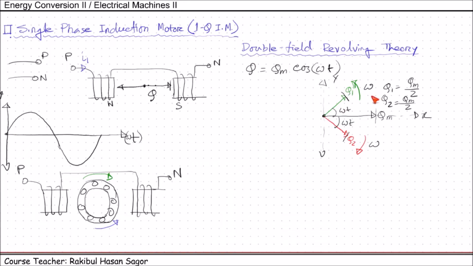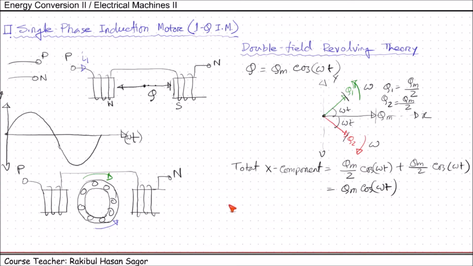with angular velocity omega. Now for each time step, phi 1 and phi 2 both will have x component and y component. For example, for phi 1, the x component will be phi 1 cos omega t and the y component will be phi 1 sin omega t. For phi 2, the x component will be phi 2 cos omega t and the y component will be phi 2 sin omega t. We can see the x components fall on top of each other, but the y components are in the opposite direction. So we can write total x component due to phi 1 and phi 2 equal to phi m by 2 cos omega t plus phi m by 2 cos omega t. The summation becomes phi m cos omega t.